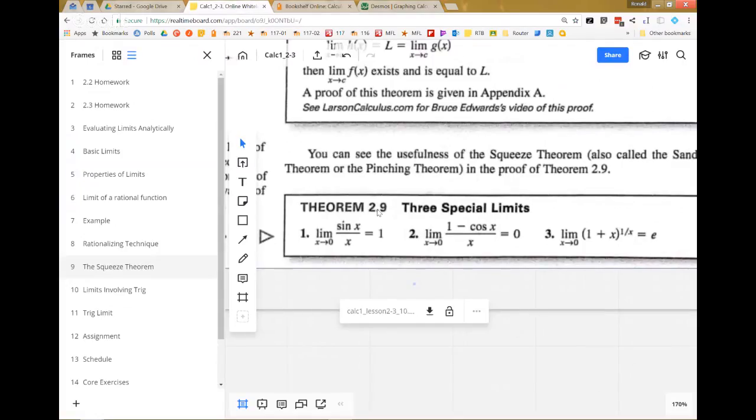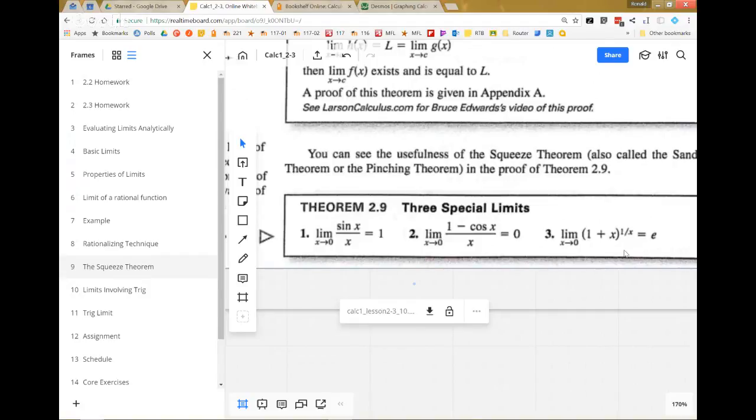So anyway, there's a limit you need to learn. The limit as x approaches 0 of the sine of an angle divided by that same angle is equal to 1. And then there's two others. When you take the limit as x approaches 0 of 1 minus cosine over that same angle x, that's always going to be 0. And again, you can't do it algebraically. It doesn't work. You can't factor it, you're stuck. So you've got to learn this one.